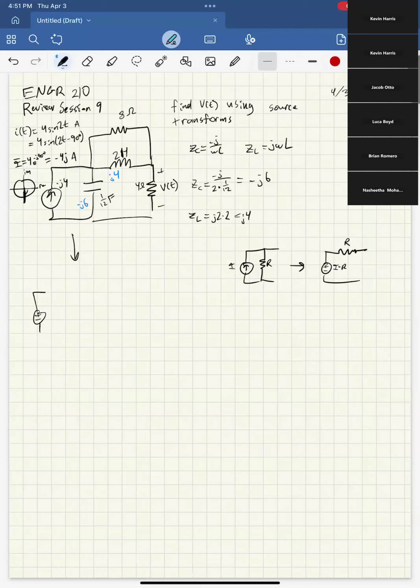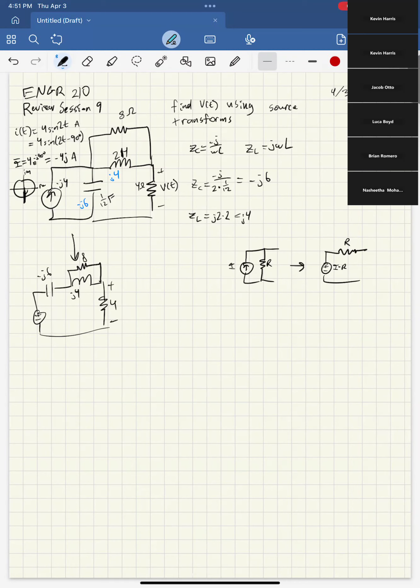It's this capacitor that is the resistor here. So the capacitor is what's moving, and that'll end up here. And then we have the inductor and the resistor and the resistor. So hopefully you see that's what the circuit would become when we source transform it. So this is still the negative j6. This is the j4. This is the 8, and this is the 4.